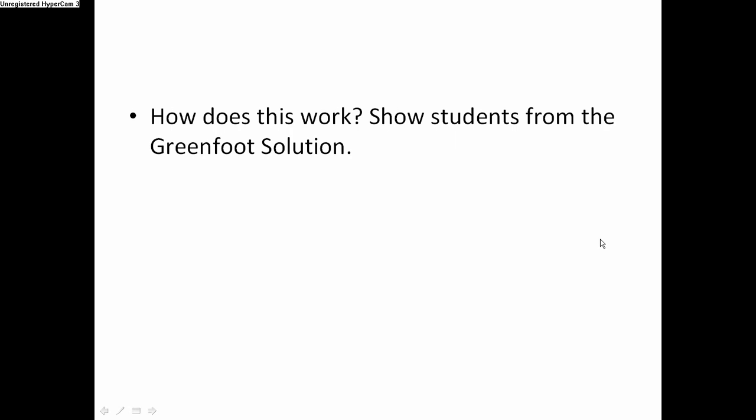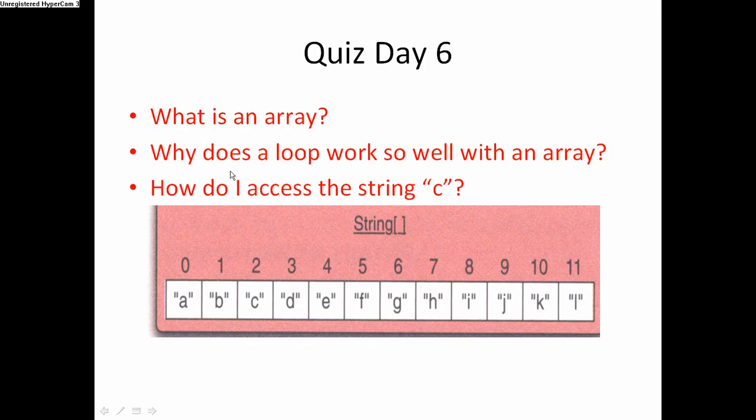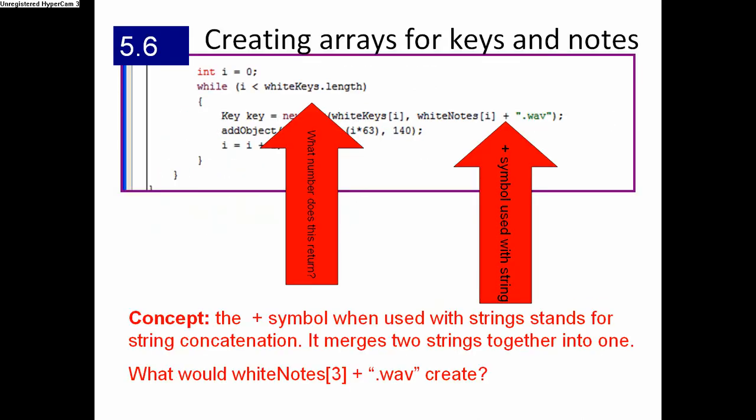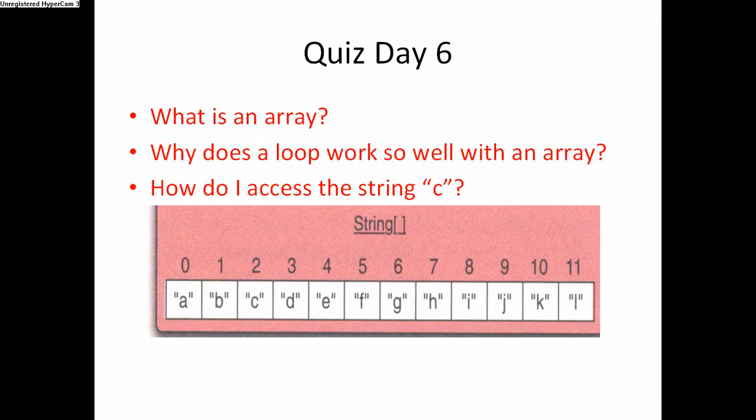Here's a quiz. What is an array? Answer that question. Why does a loop work so well with an array? And how do I access the string C? If I want to get to that, how do I access it? This is kind of a tricky one. Basically what it's saying is this. We're using a loop, and we're using an array. And when people design loops and arrays, they design them to where they work together really well. There's a particular thing about a loop and array that works really well, and here's a hint of what I'm talking about. It's this i thing. What about this i works really well with a loop, and this i thing that works really well with an array? Okay, answer those questions.